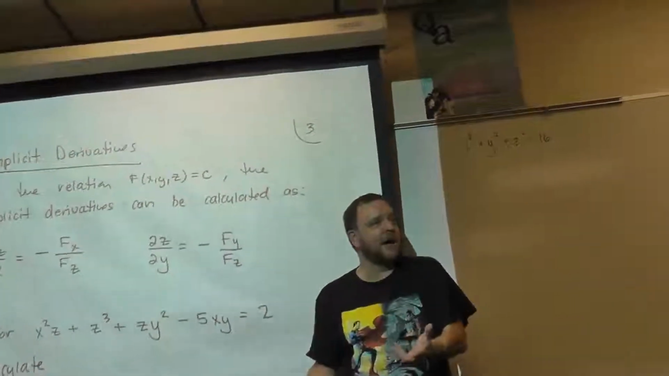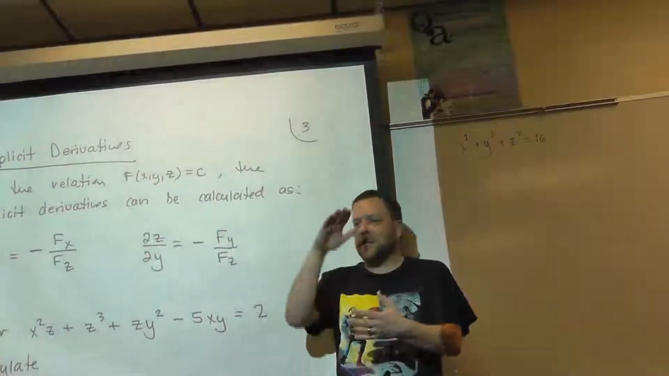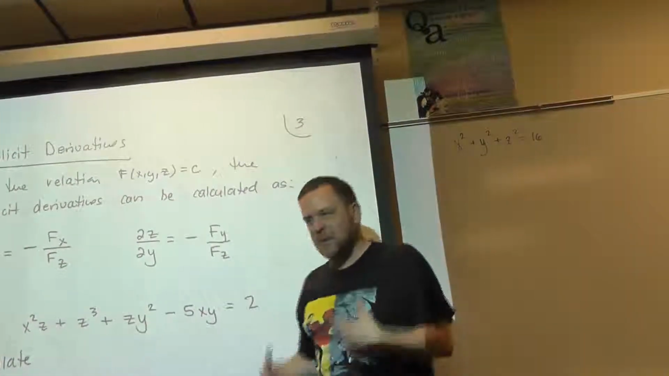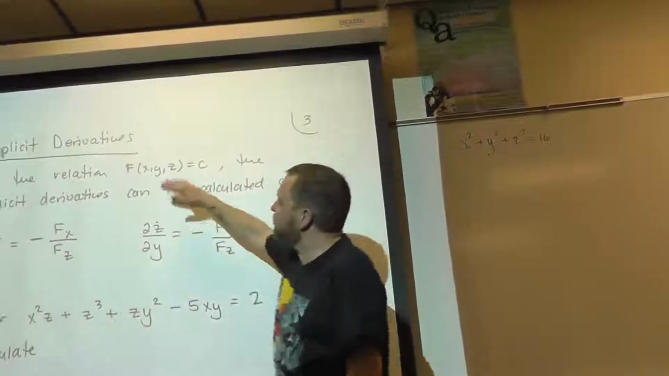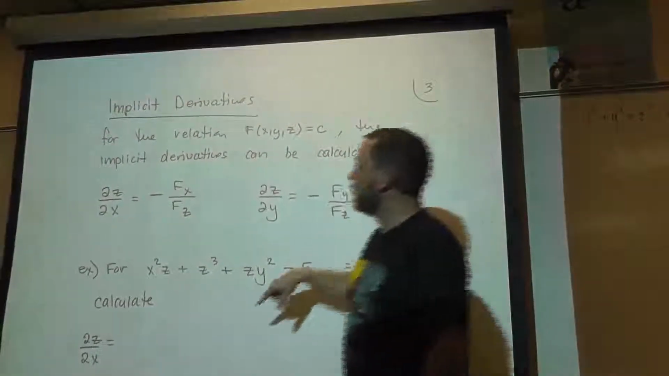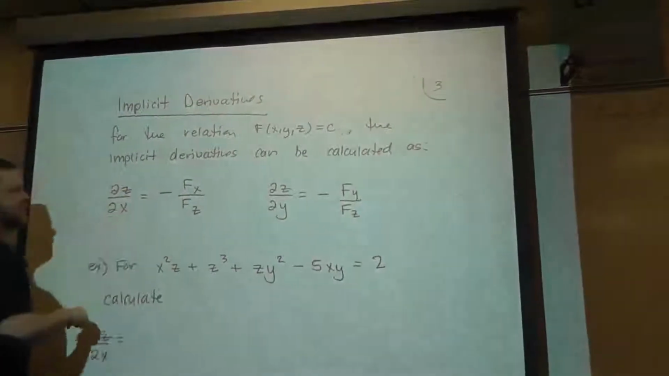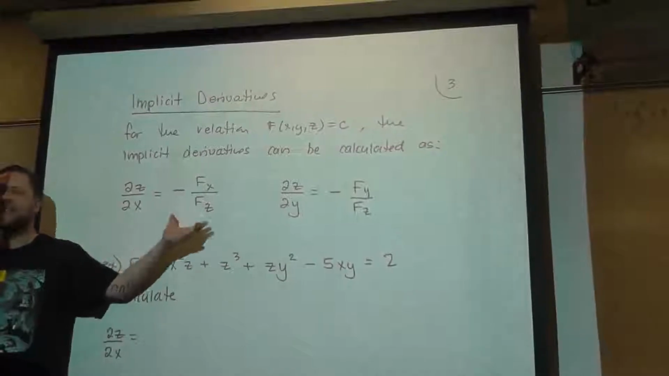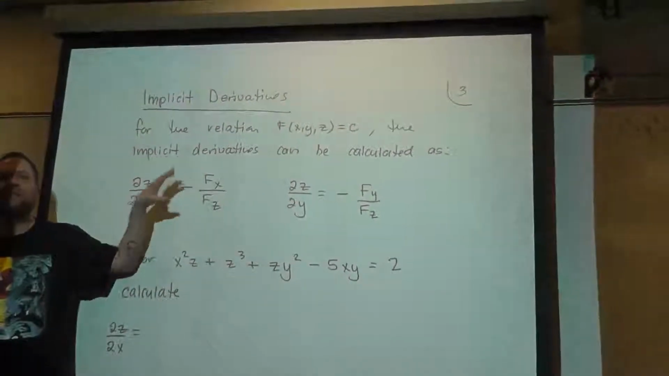But you can still talk about the rate of change of z with respect to x and z with respect to y, even though it's not from a function. It's from an implicit relationship. So if you start with an implicit surface like this, the implicit derivatives, in other words, the rate of change of z with respect to x, the rate of change of z with respect to y, can be calculated using this calculation using separate partial derivatives.